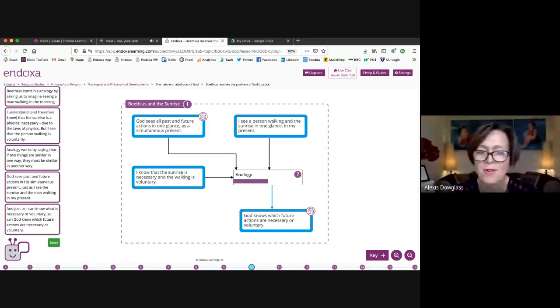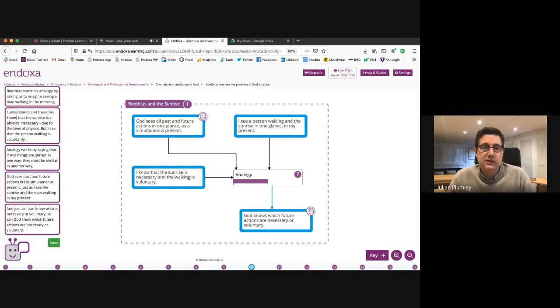So one of them involves a person's free will and the other one doesn't. Yeah, so the sunrise, there's no freedom about it. It's just the laws of physics working. It's physically necessary. And the person walking is a voluntary action. It's an action from free will.